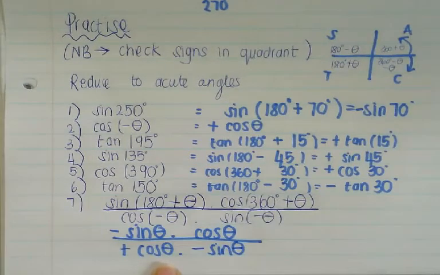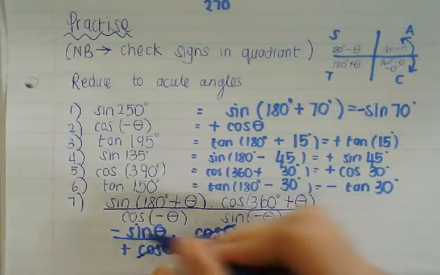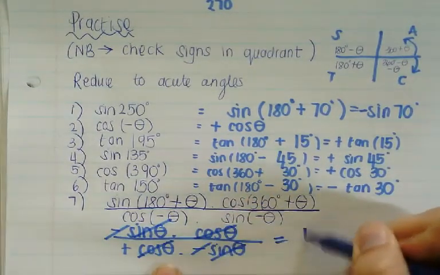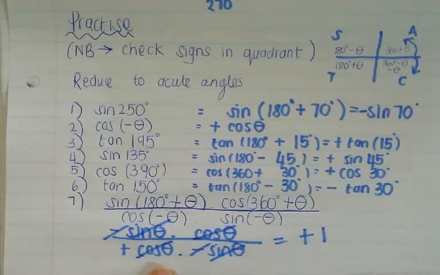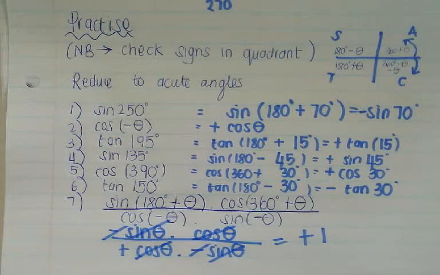Just like every other fraction we have done in our lives, if we see identical stuff, we cancel it. Negative divided by negative, positive. My answer is positive 1. How can I complicate this? I can put numbers in there. I can put special angles in there, which is what we're doing next. And that's pretty much it.